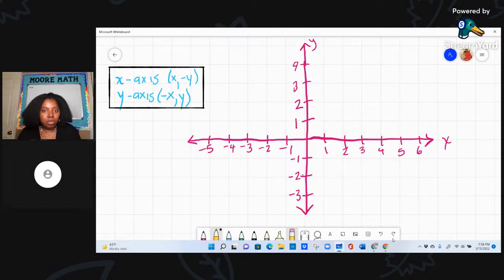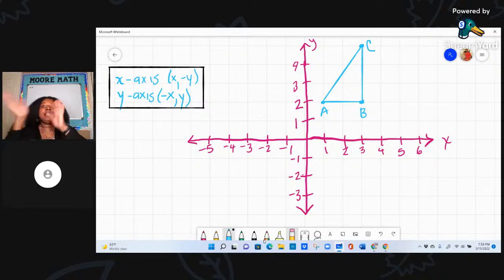Now, let's put it in a different spot. 1, 2. I'm back. Oops. All right. 1, 2, 3, 5. Okay, we can do this. Make it a right triangle. Okay, and then we have A, B, and C. Okay, so when you're ready, I want you to reflect this over the y-axis, okay?